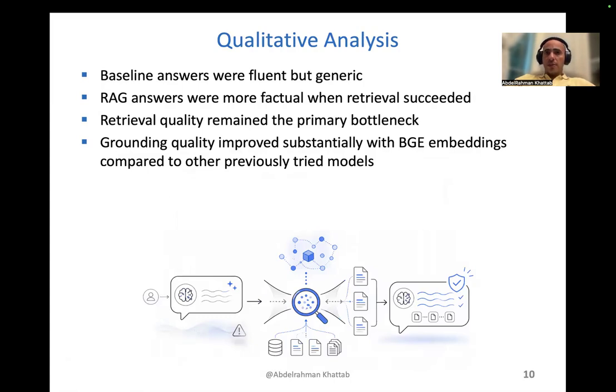I also tried qualitative analysis. The baseline answers were very fluent but kind of generic. RAG answers were more factual, but only when the retrieval was successful, and it was successful about 55% of the time. Retrieval quality remained the primary bottleneck. So if I find a model that has a higher hit rate, the final step of generation would be higher. Grounding quality improved substantially with BGE embeddings. Like I said, I tried others before and this was the best.